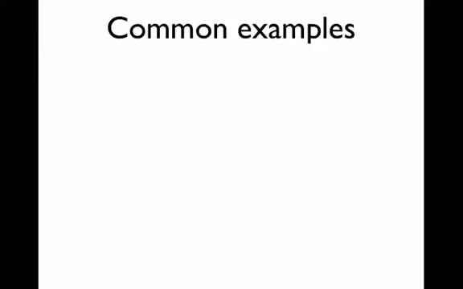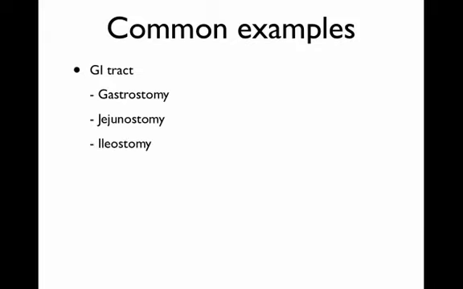So some common examples. In terms of the GI tract, working from top to bottom, a common one would be a gastrostomy, communication between the stomach and the outside environment. Jejunostomy, here referring to the jejunum. Ileostomy, referring to the ileum. Colostomy, referring to the colon.